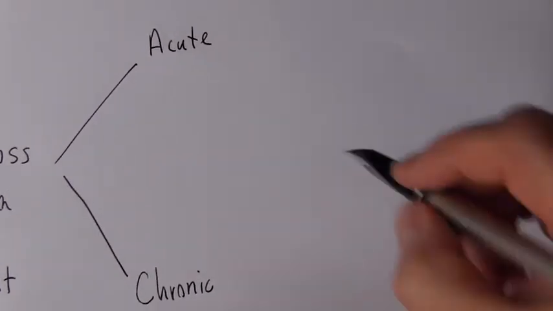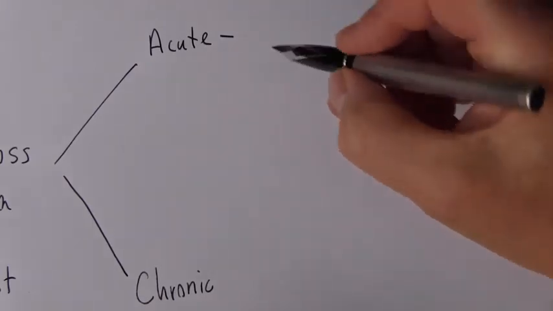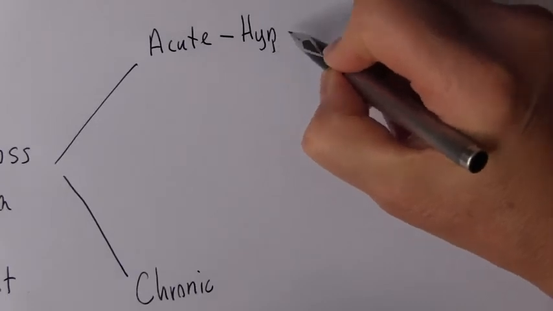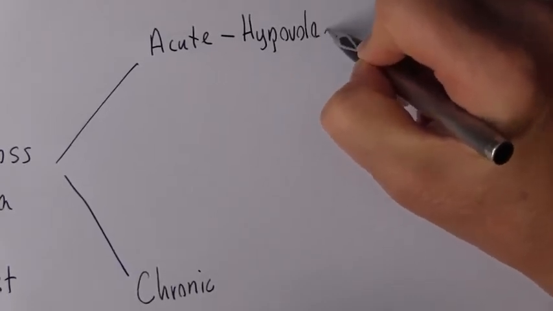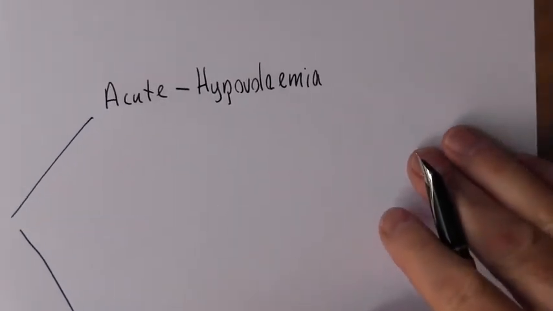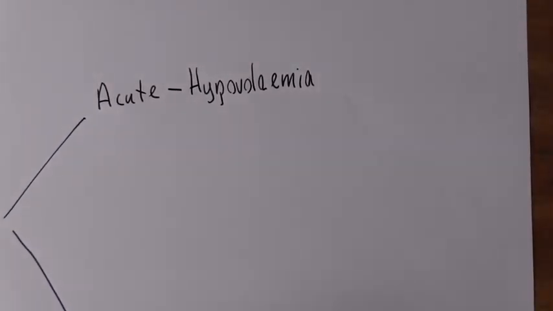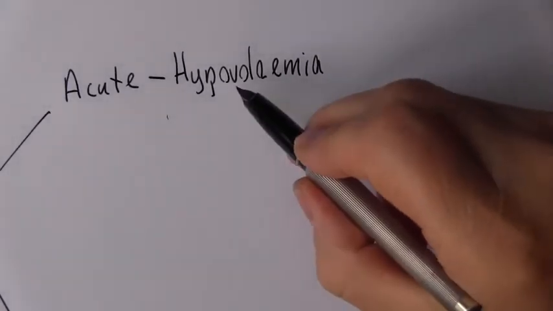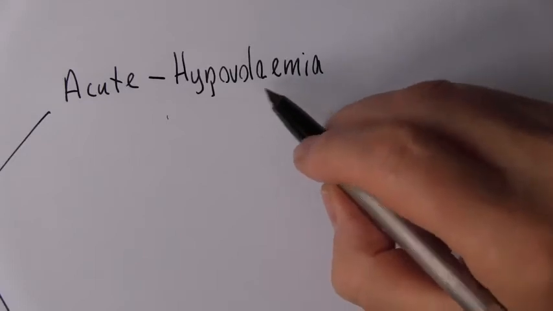Now, if there's acute blood loss through trauma, for example, then that can lead to low blood volumes. Hypovolemia. Blood volume can be lost, well, will be lost. Hypo, low, volume, emia, blood.